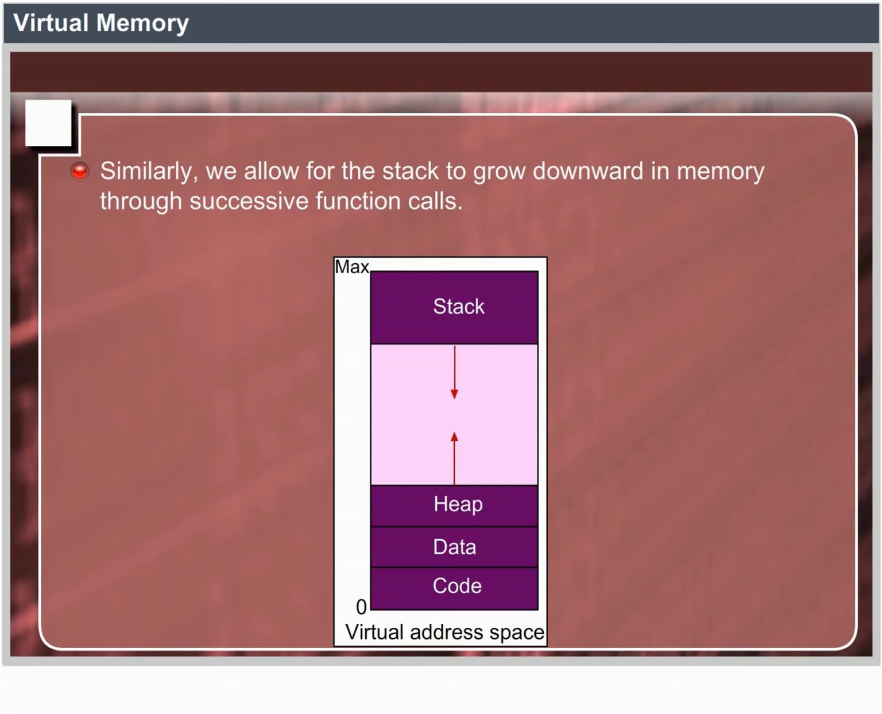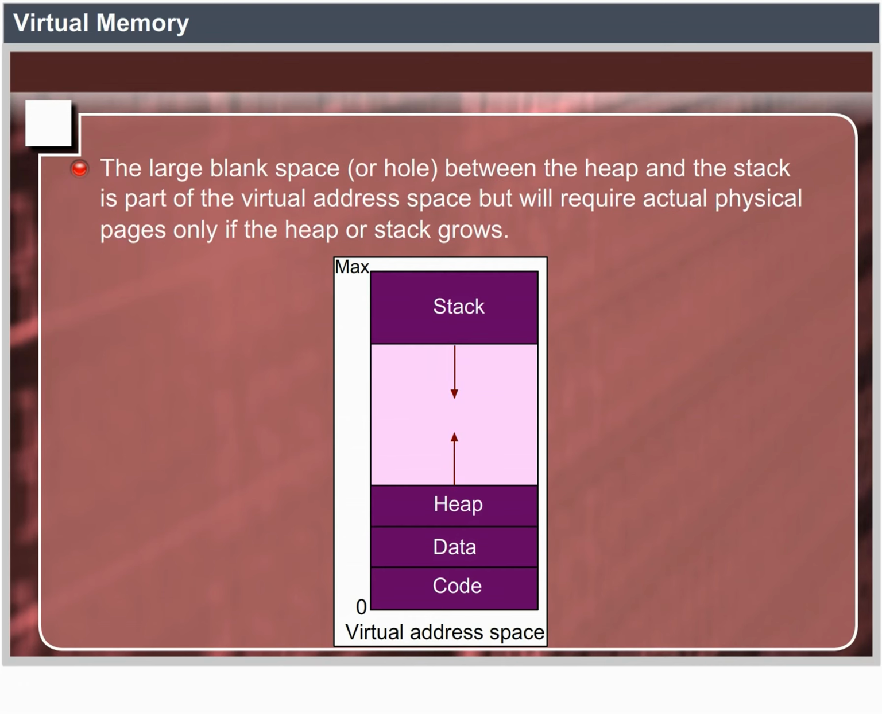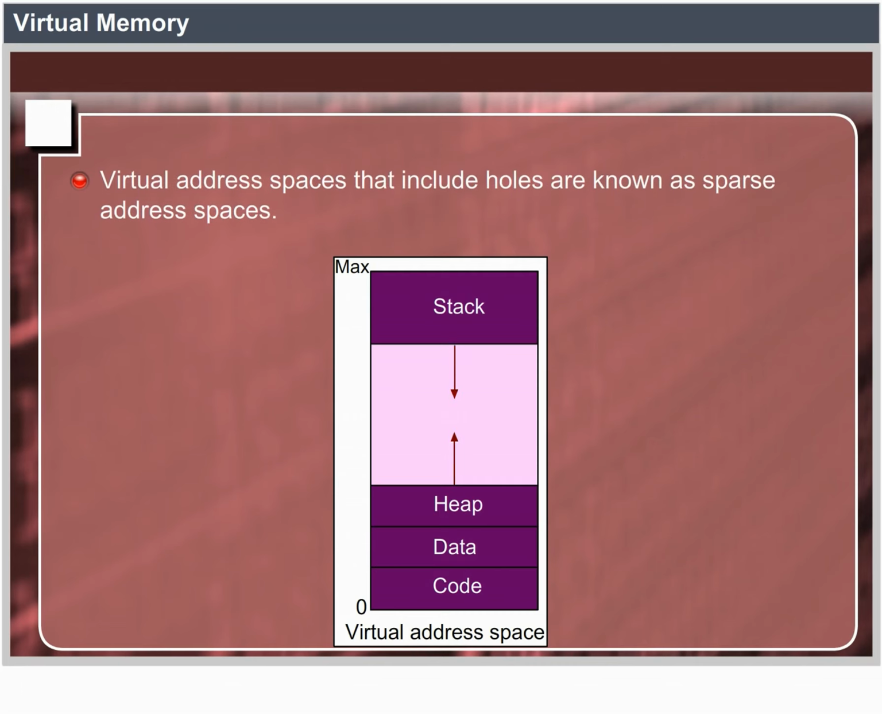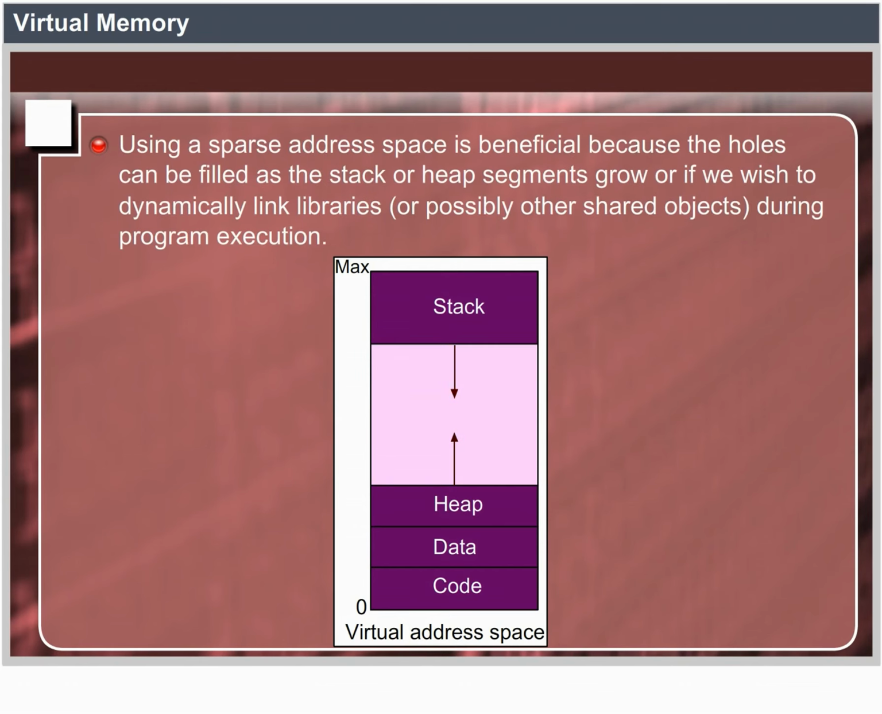The large blank space or hole between the heap and the stack is part of the virtual address space but will require actual physical pages only if the heap or stack grows. Virtual address spaces that include holes are known as sparse address spaces. Using a sparse address space is beneficial because the holes can be filled as the stack or heap segments grow, or if we wish to dynamically link libraries or possibly other shared objects during program execution.